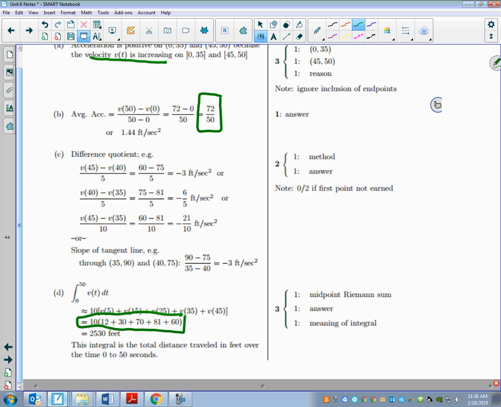And what does that represent? We aren't to that part yet, but since it's velocity, if we're going backwards, we get position, so that represents the total distance traveled from 0 to 50 seconds, okay?